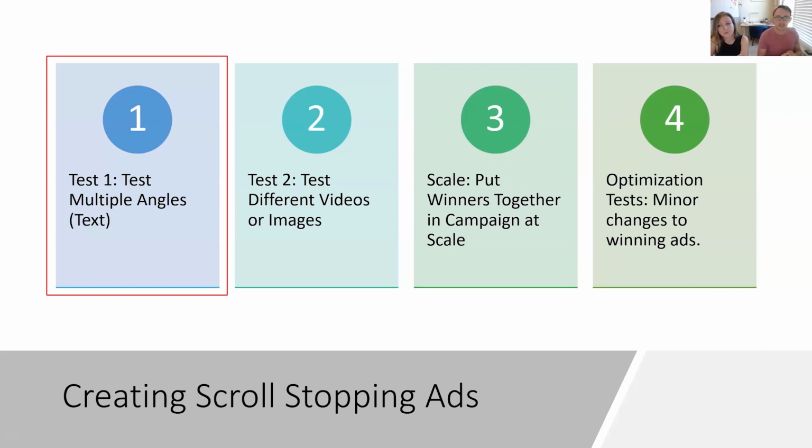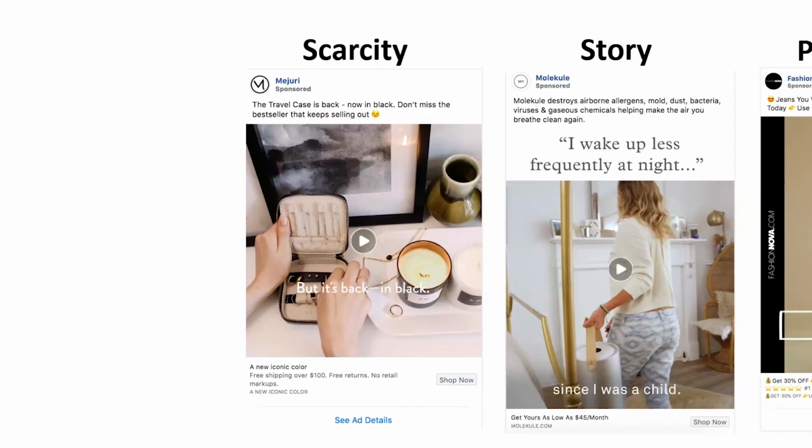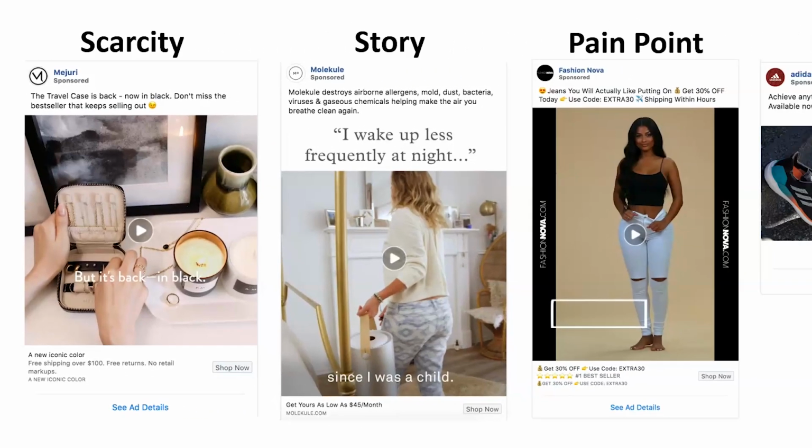And the first test is a campaign where we test multiple angles. So we're trying different text here. And here's some examples of 5 different types of angles that we see here. So there's tons of different angles you can go with, but it basically boils down to these 5. Scarcity ads, which are self-explanatory. Story ads, which is where you really pull the customer in and tell a story about the product.